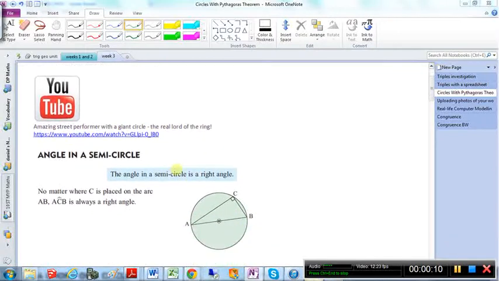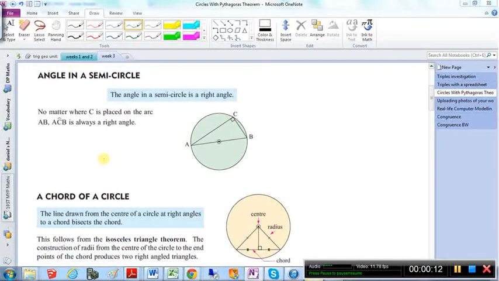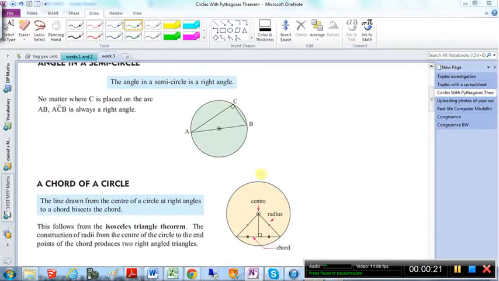Okay, so here are the three circle properties you need to know. Angles in a semicircle. In a semicircle we always have a 90-degree angle. Wherever C is in this area here will always be 90 degrees.